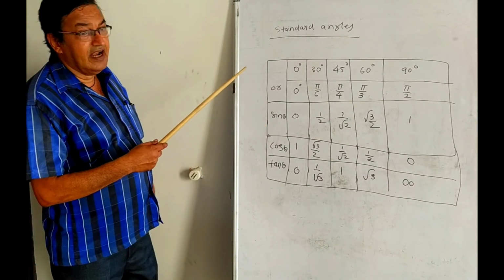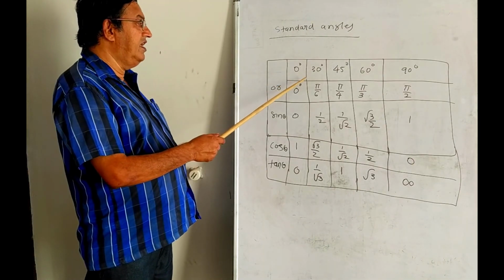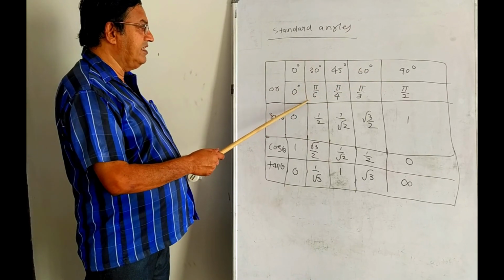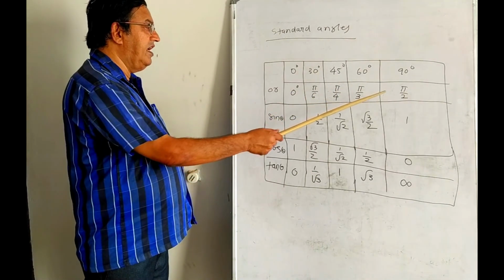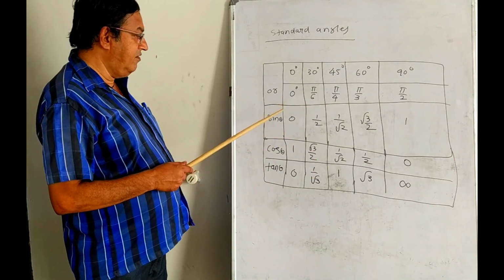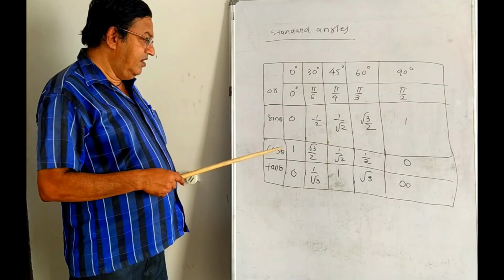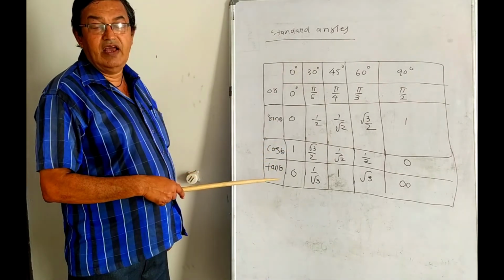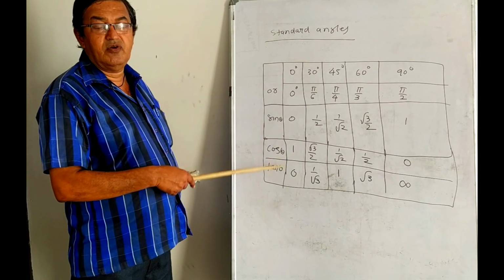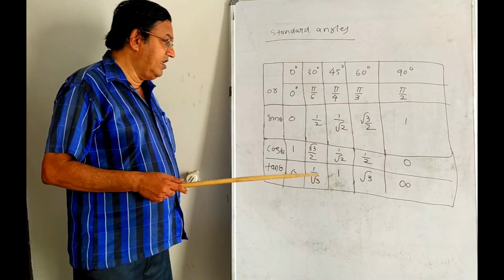Next is about standard angles of trigonometric ratios. Generally 0, 30, 45, 60 and 90, that is 0, pi by 6, pi by 4, pi by 3 and pi by 2, we consider as standard angles. So here is a table which will help you to find the values of sin theta and cos theta. Then using sin and cos we can find the value of tan theta. Once we know the values of sin, cos and tan, the reciprocal values of these three will give you cosec theta, sec theta and cot theta.